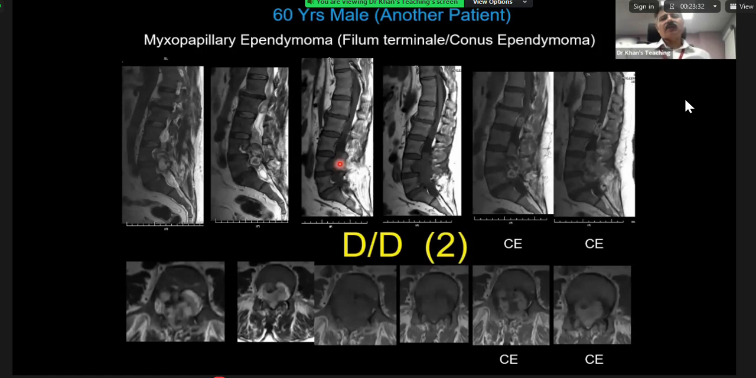And this is another case, not the same case, because I don't have cross-sectional imaging for the previous case, but this one tells you what happens. This is an exam case once again. This is what we call a myxopapillary ependymoma, or the filum terminale or conus ependymoma. Ependymomas are grade 2 tumors.